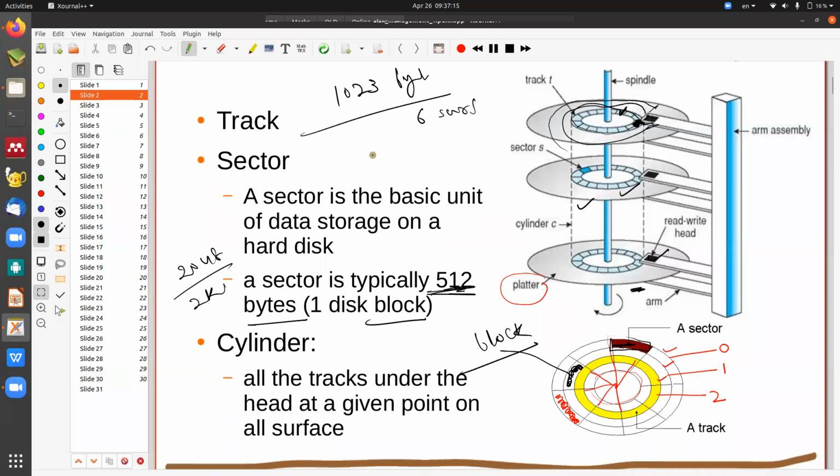Yes, each surface has 4 tracks. One track has 8 sectors. What did you say? There are 6 surfaces, each surface has 4 tracks, and one track has 8 sectors. Can you tell me what the hard disk size is? 8 into 512 into 4 into 6.